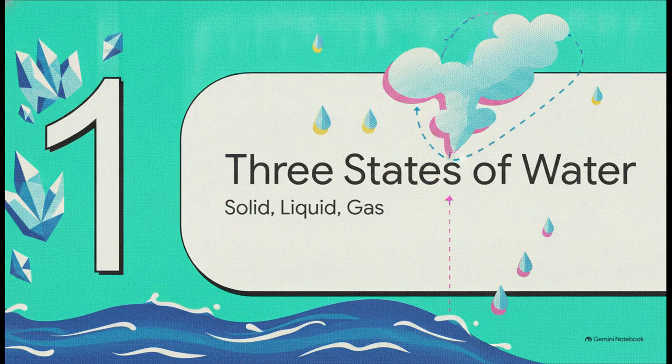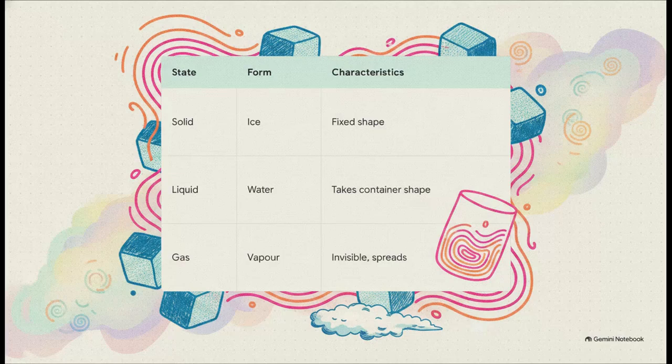Section 1. The three states of water. So we need to lay down our foundational states of matter as they apply to our shape-shifting friend here. We essentially have three physical states. First up, the solid state, which we all know as ice. It has a definite shape. You can pick an ice cube up with your fingers, and it absolutely does not flow.